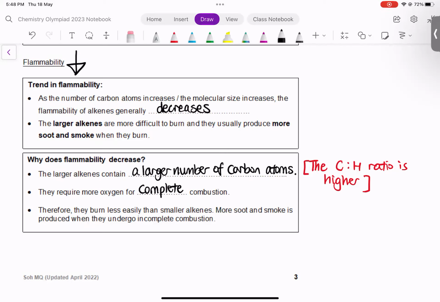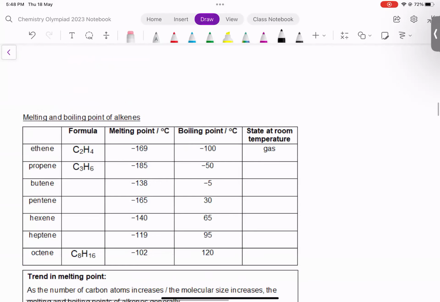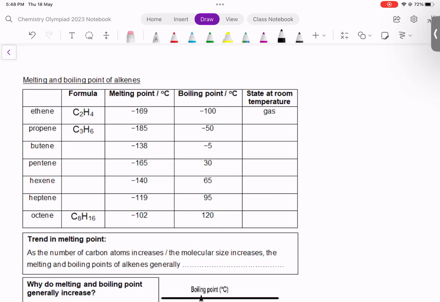Now, next page is the trends in the melting and boiling points. So I've given you the melting and boiling points of the alkenes. Okay, it's a matter of filling up the table. So I'm just going to quickly fill up the table for you with the formula. All right, so this is the formula for the alkenes. Now you can quickly work out the state at room temperature. So remember, room temperature refers to 25 degrees Celsius. So at 25 degrees Celsius, are these alkenes gases, liquids, or solids?